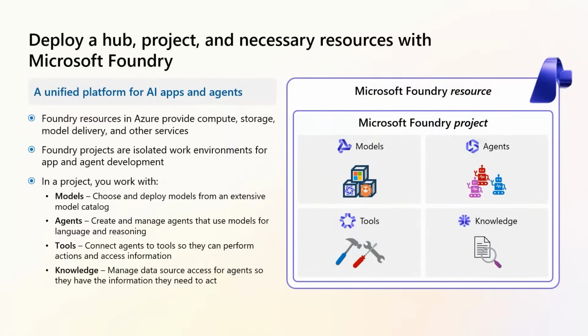Before you go into the development process, you need to deploy some Azure resources. This is the Foundry resource model, and it is worth understanding. At the top, you have Foundry resources that provide compute and storage. Inside, those projects give you isolated workspaces. And within projects you work with 4 things you need to know: models, agent, tools, and knowledge. If you ever feel lost, come back to this mental model. Almost every question maps to one of these 4.